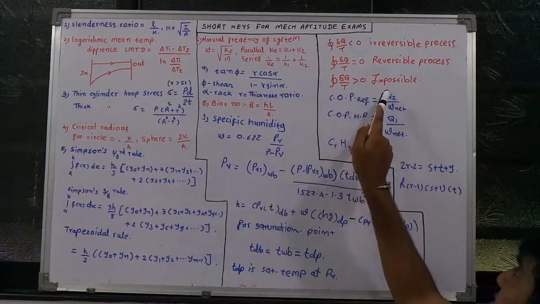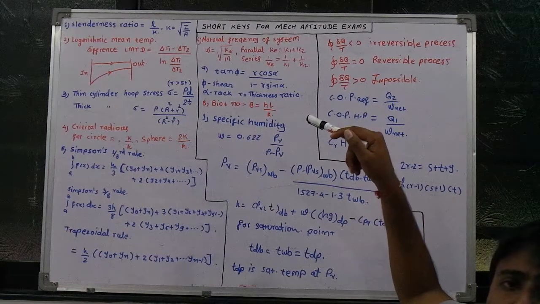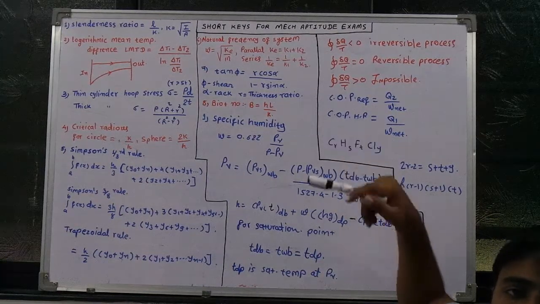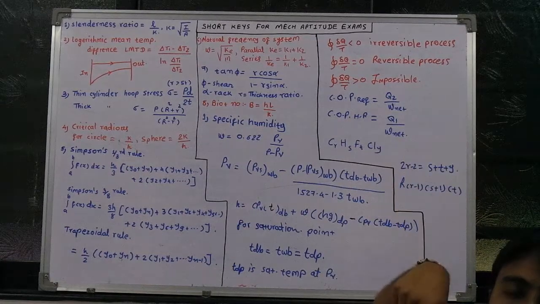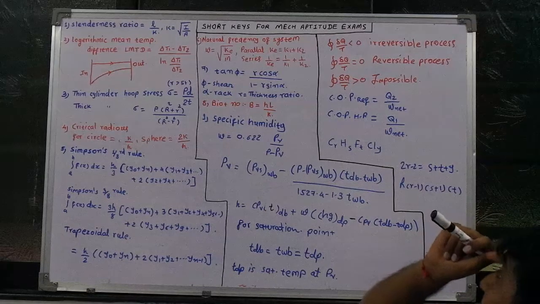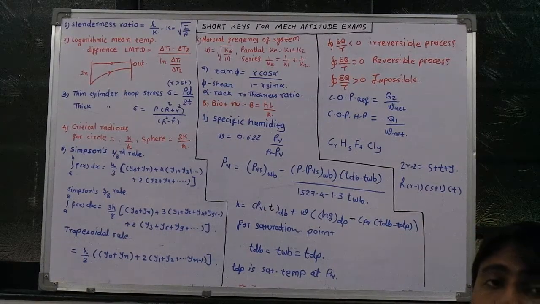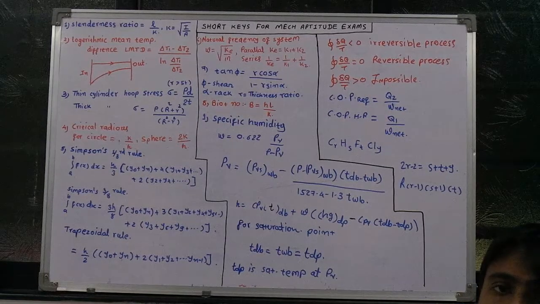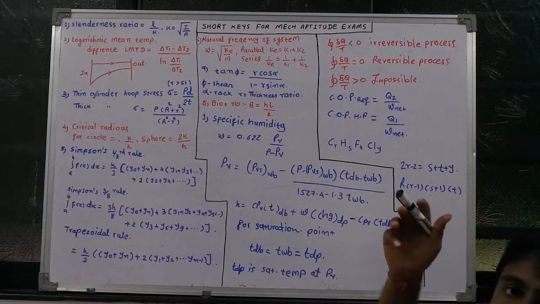COP of the refrigerator is Q2 divided by W net, where Q2 is the heat absorbed by the refrigerant from the sink, and W net is the work required by the refrigerator. COP of the heat pump is equal to Q1 divided by W net. Q1 is the heat rejected by the heat pump to the source, and W net is the work required by the heat pump.